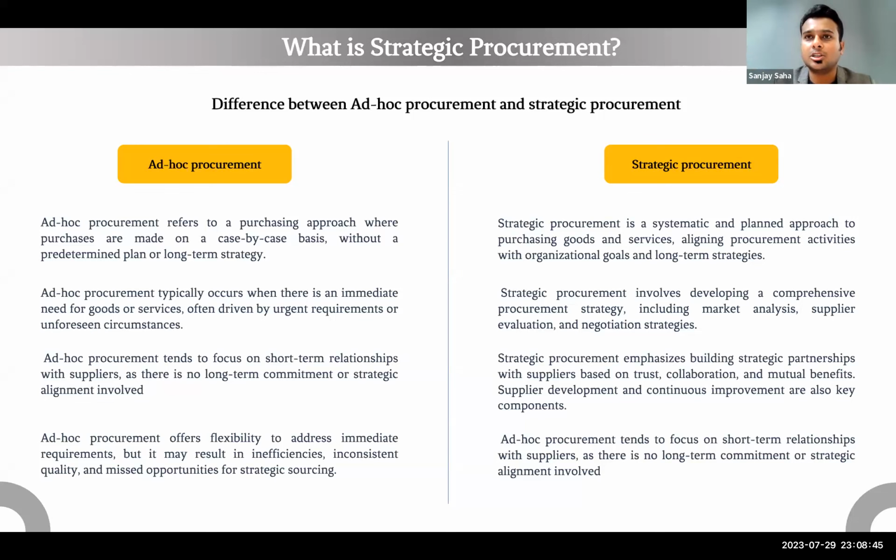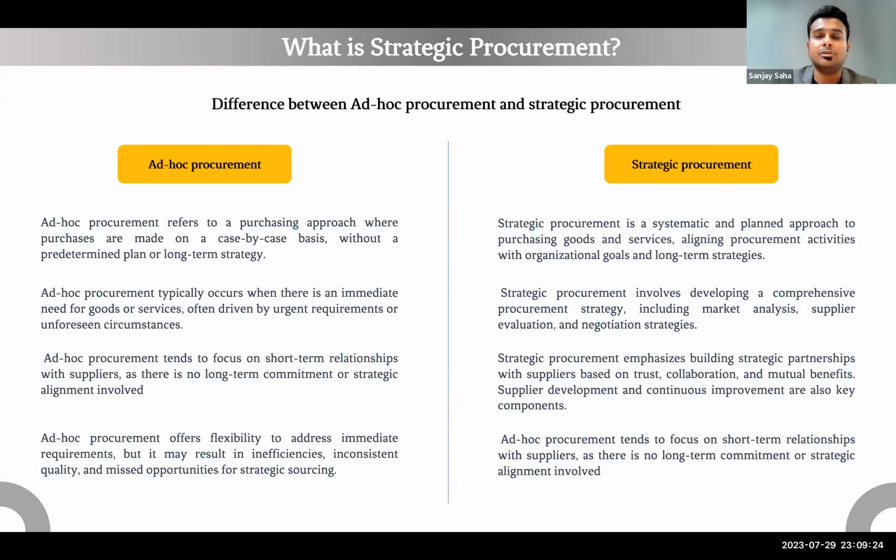Procurement is a more long-term activity which also includes market research, supplier negotiation, contracts management. So all that is part of procurement. Strategic procurement rather involves developing a comprehensive strategy. Like I said, analysis, supplier evaluation, negotiation, all that is part of strategic procurement. Ad hoc procurement tends to focus on short-term relationships. So it's literally, we need something, we get it from someone, there's no real relationship. On the other side, strategic procurement emphasizes building strategic relationships with the suppliers.